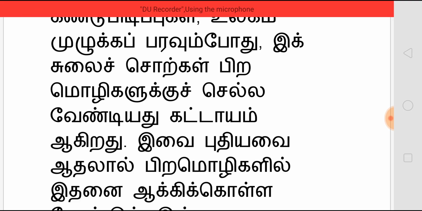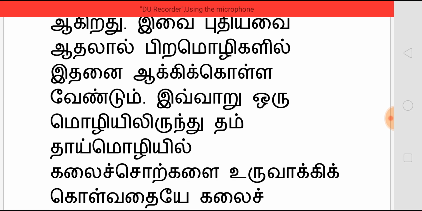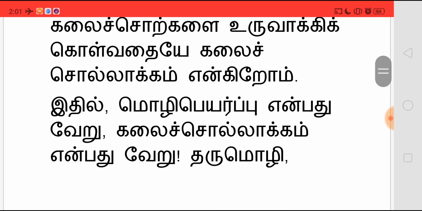You have to base on that and make it in your own words, but at the same time it should not have a mixture of other words. It should be purely from your own Tamil, your own mother tongue. And creating such new words in your own mother tongue only is called Kalai Sollakam.